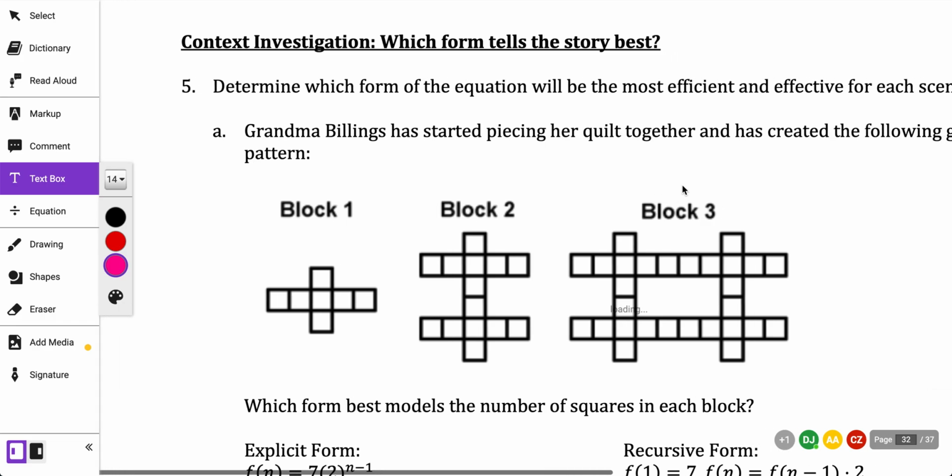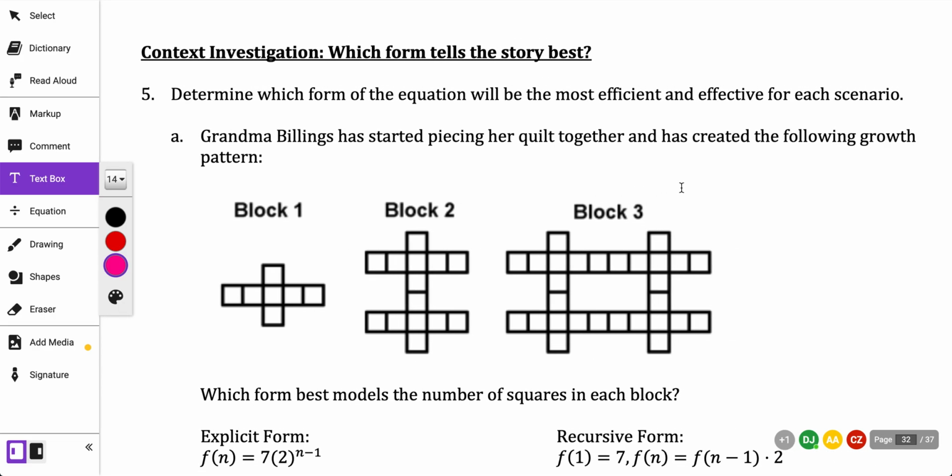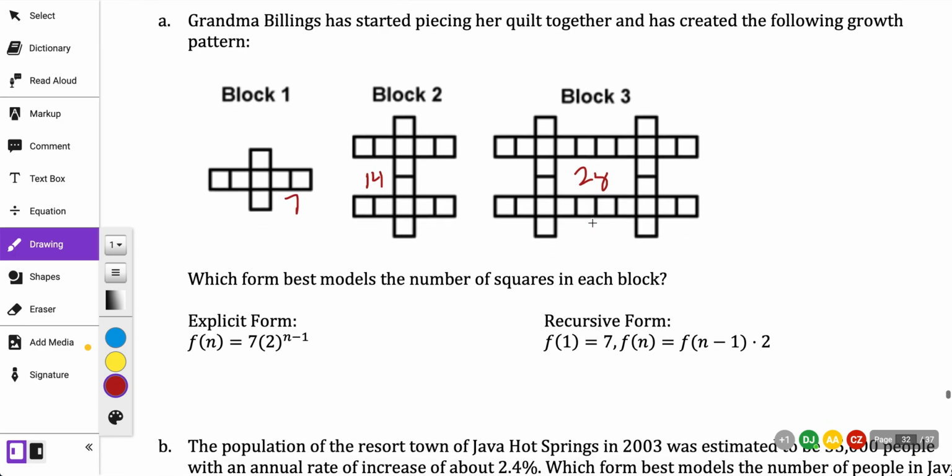So what we're going to do is determine which form of the equation will be most efficient and effective for this scenario. Grandma Billings has started her quilt squares together and created the following growth pattern. So let's see this. This is 1, 2, 3, 4, 5, 6, 7, then 14, and then 28. So to get from one term to the next, we're doubling it, and we started off at 7. So this sounds like recursive to me.